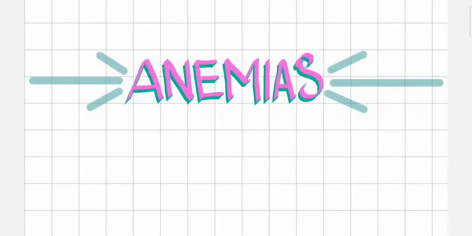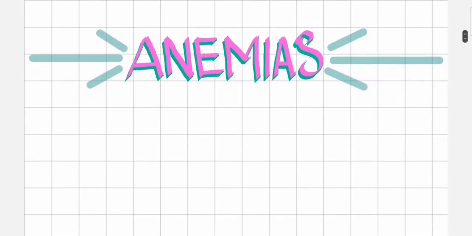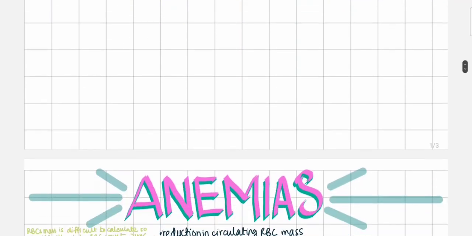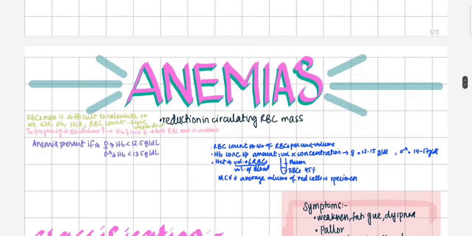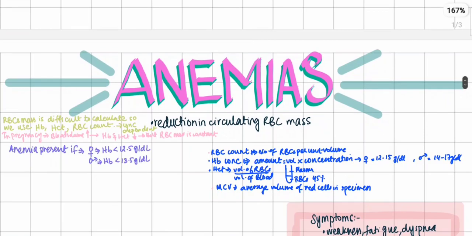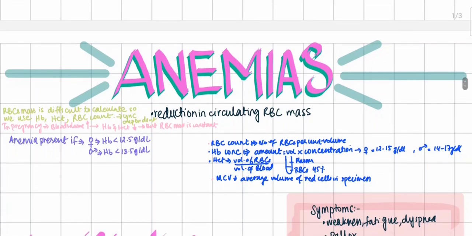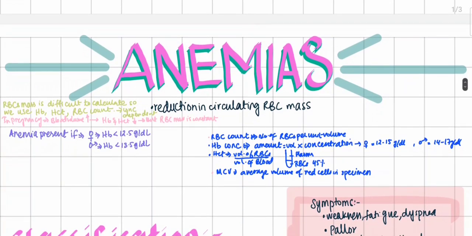We are going to talk about anemias and pathological details of different types of anemia. So first, what is anemia? Anemia is reduction in the circulating red blood cell mass. Now, red blood cell mass in itself is quite difficult to calculate, but we do have other labs that we need to go through that can help us, or actually act as a surrogate for the RBC mass.